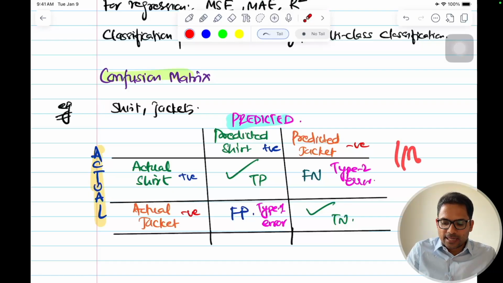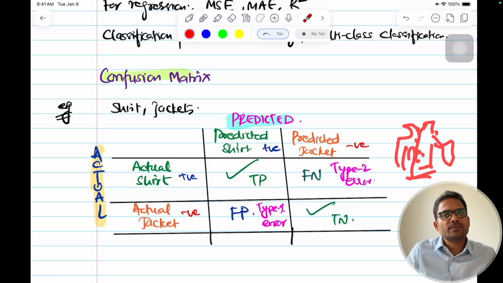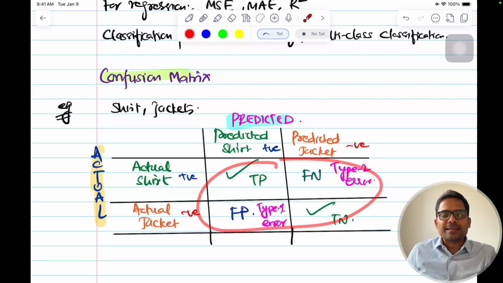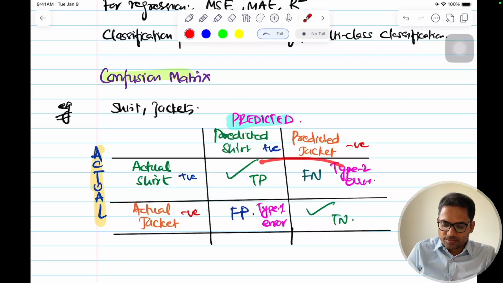If there is a jacket that looks like a shirt, the model will get confused. Similarly, if there is a shirt which looks like a jacket, with thick cloth or something, then the model will get confused. Even humans can get confused. So that's the broad understanding. I hope the terms are clear. So we understood what it is. The false positive is a type 1 error and false negative is a type 2 error.